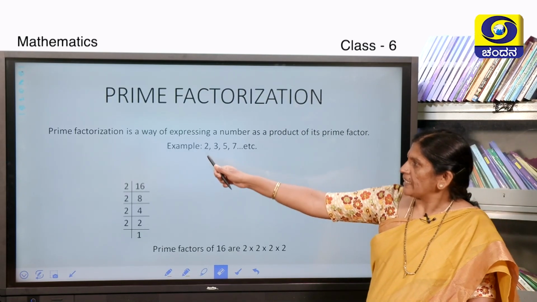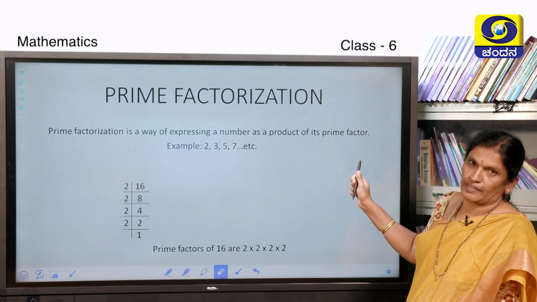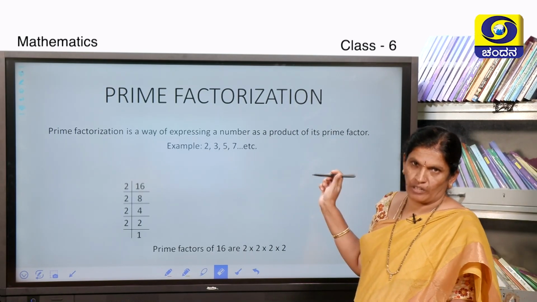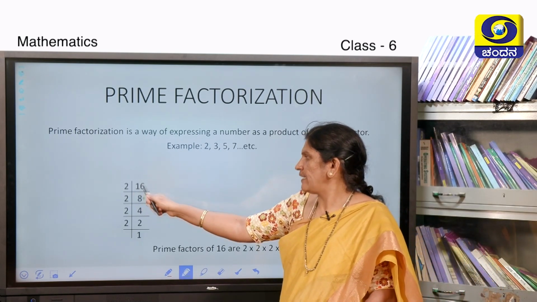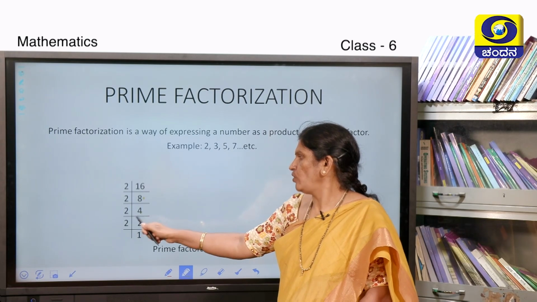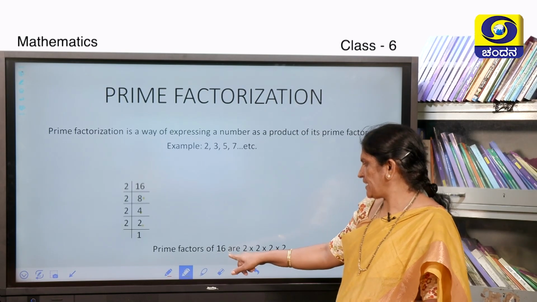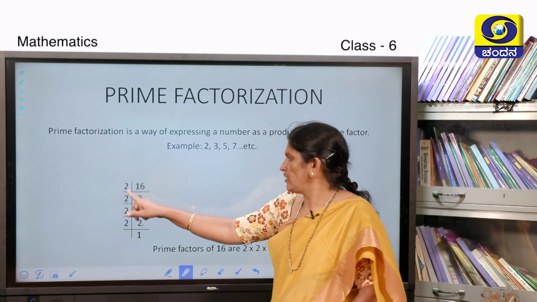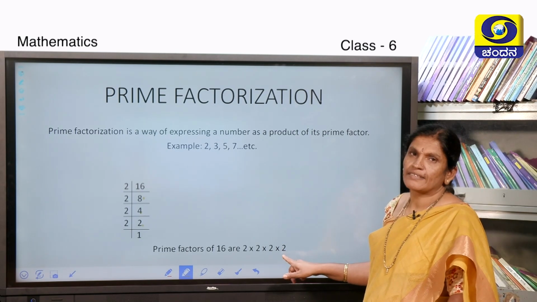Prime factorization is a way of expressing a number as a product of its prime factors. For example, the prime factors are 2, 3, 5, 7 and so on. For example, I have taken here 16. 2 8s are 16, 2 4s are 8, 2 2s are 4, 2 1s are 2. We can observe prime factors of 16 are 2 into 2 into 2 into 2, 4 times 2: 1, 2, 3, 4. So 2 2s are 4, 4 2s are 8, 8 2s are 16.